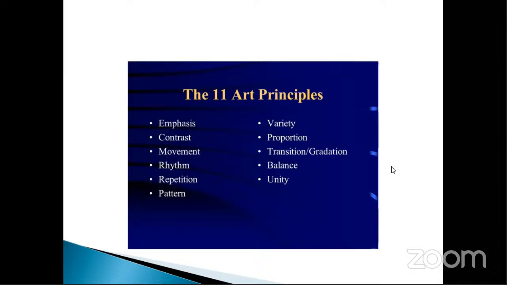And emphasis, contrast, movement, rhythm, repetition, pattern, variety, proportion, transition, gradation, balance, and unity. They are very key. And when we see how you have utilized your lines as an element of art, we are going to ask you, how did this person come up with unity? How did this person come up with contrast? How did this person come up with pattern? Pattern basically is the continuity of a repeated element.